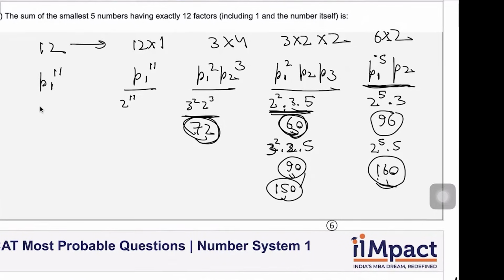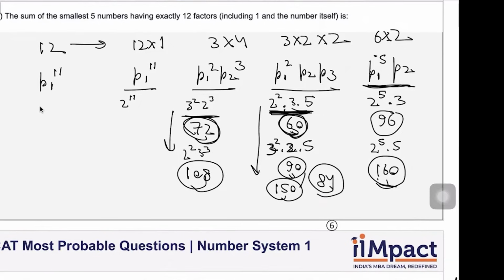So I feel okay. I could have also taken 2 square into 3 into 7, which would have been 21 into 4, which is 84. I think we have exhausted this. We have got sufficient numbers. Here, the next number would have been 2 square 3 cube, which would have been 108. So, if I were to find the smallest numbers, I will get 60, then 72, then 84, then 90, and then finally 96. So my answer will be 72 plus 60 plus 90 plus 84 plus 96.